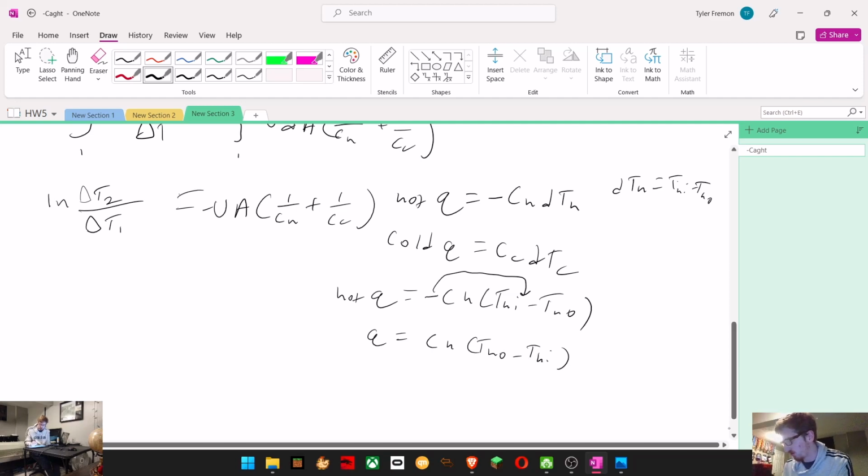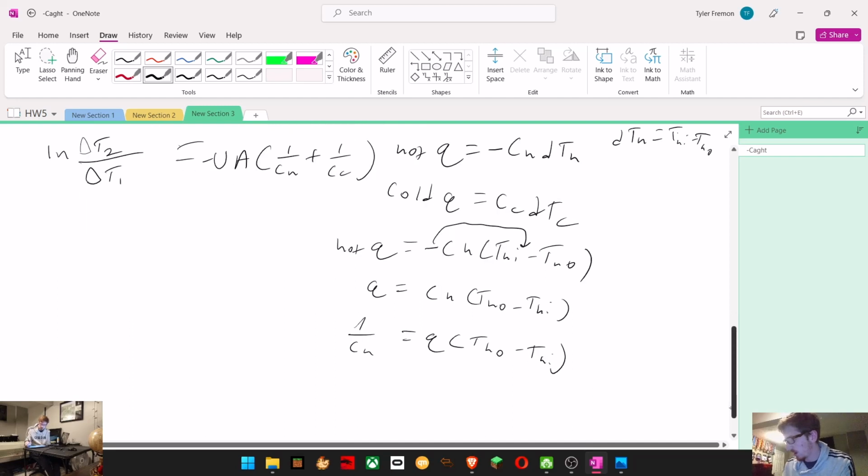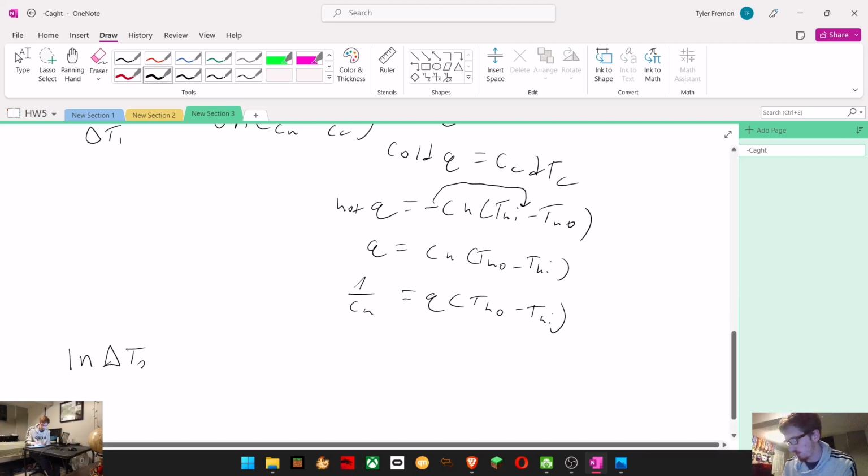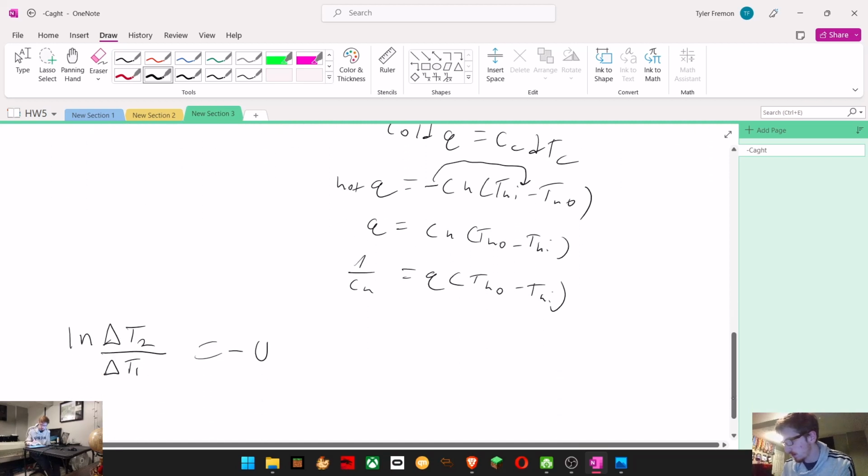Divide across to get 1 over CH. We'll have 1 over CH is equal to THO, TH outlet minus TH inlet, over Q. And we'll go ahead and substitute that in. So we have ln of delta T2 over delta T1 is equal to negative U times A, and this is over Q, not times Q.